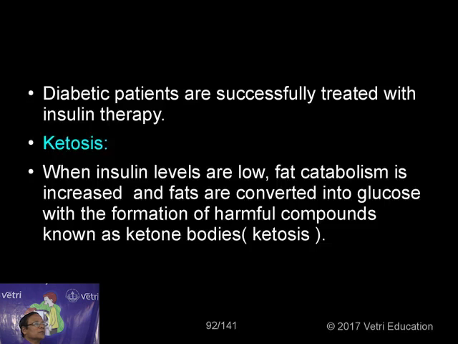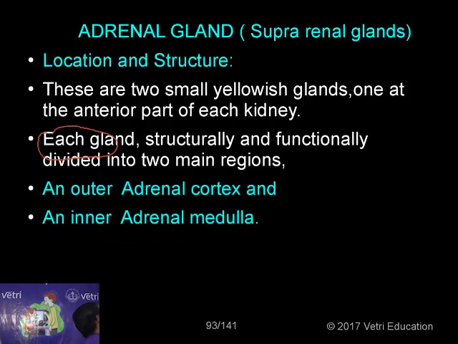These ketone bodies accumulate in the blood, leading to a condition called ketosis, which is highly toxic to the body, even causing sudden death. This is ketosis. It is caused because of ketogenesis, the formation of ketone bodies. That is normal. But when ketone bodies persist in the blood for a long time, that condition is ketosis, the accumulation of ketone bodies in the blood. That is highly toxic, causing damage to the brain also.